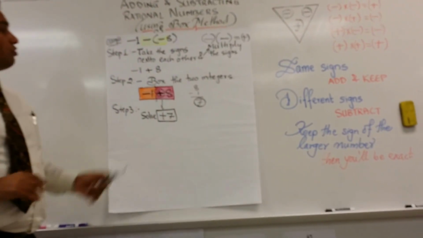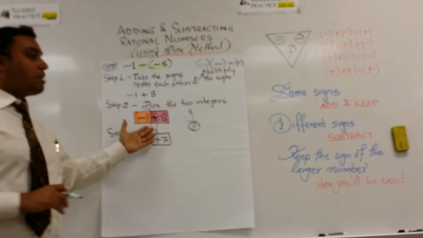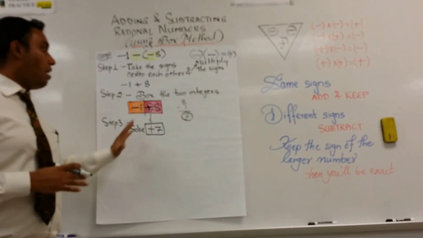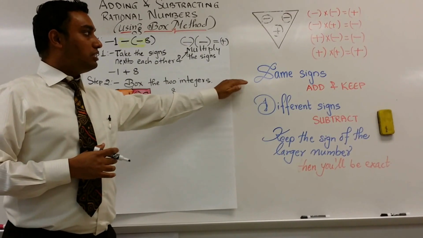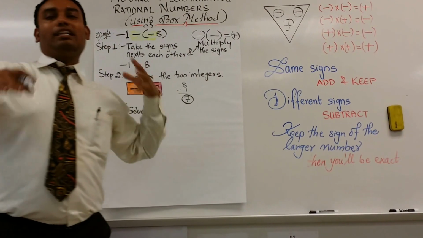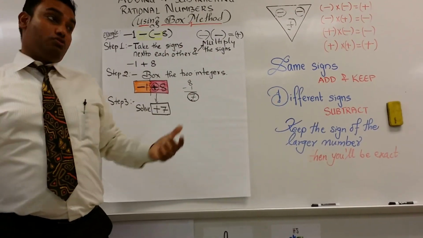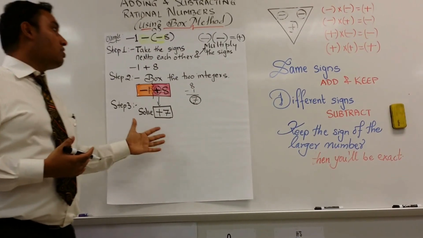So that's how you are going to do it for every single thing. When you use the box method, it is not any more operations, because you have to understand that when you have the two integers, it tells you whether you need to add or subtract. Same signs will be add, different signs will be subtract.